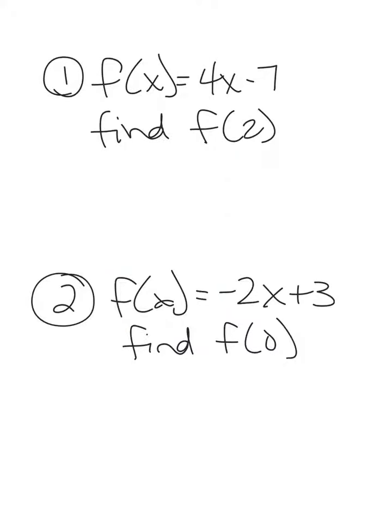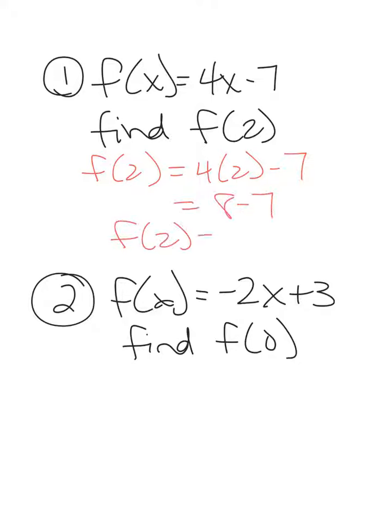In our first example, we have f of x is equal to 4x minus 7, and I'm asked to find f of 2. So wherever I see an x, I'm going to substitute a 2. So I have f of 2 is equal to 4 times 2 minus 7. So that gives me 8 minus 7. So f of 2 is equal to 1. So what that means is my x value, or my input, is 2, and whenever that happens, my output, or my f of x, is equal to 1.